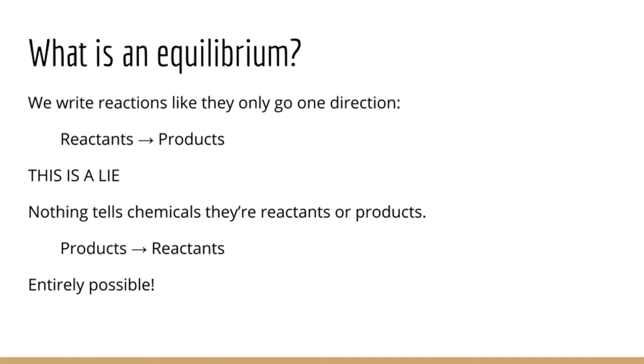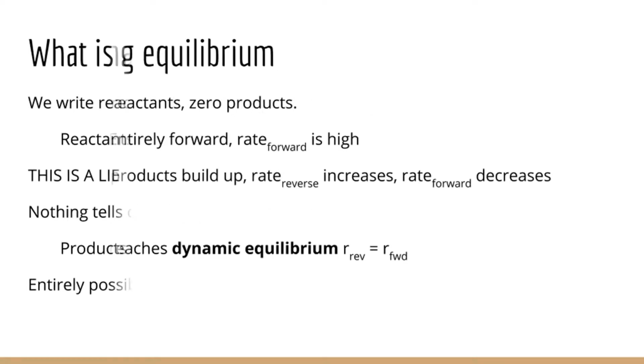There's nothing that tells a reactant that it's a reactant and not a product, and vice versa. You can just as easily go in the reverse direction. And, in fact, pretty much every reaction does, to one degree or another. So, here's what happens when you look at a real reaction, an equilibrium reaction, I should say.